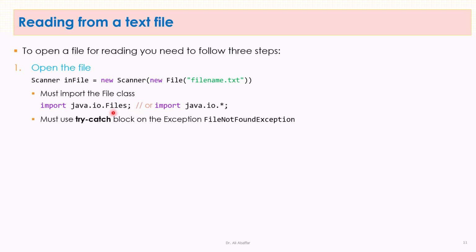Also, like opening a file for writing, if you want to open the file for reading, you must use a try and catch block for the exception FileNotFoundException. So that for any reason, if an error occurs while opening the file for reading, then the Scanner will raise an exception called FileNotFoundException, and you must catch this exception by using the catch block. Inside the catch block, you can print a message and quit the program, or continue and ask the user to enter another name for the file.